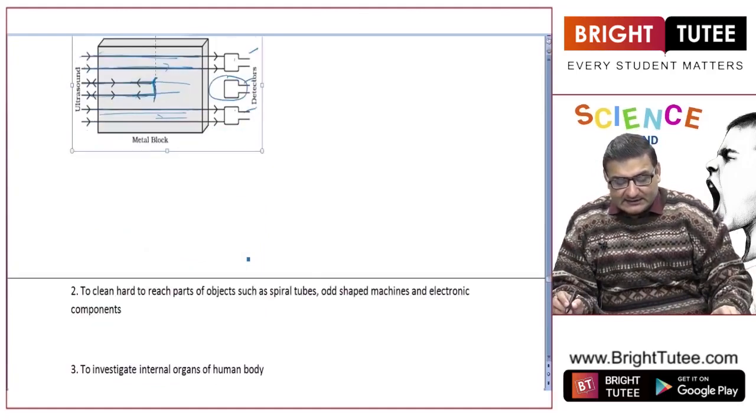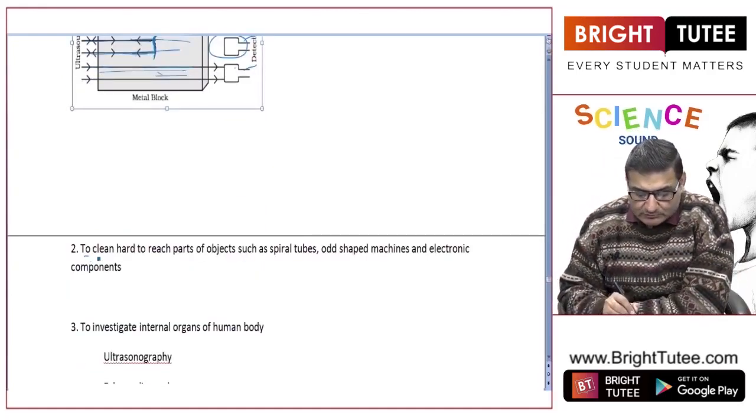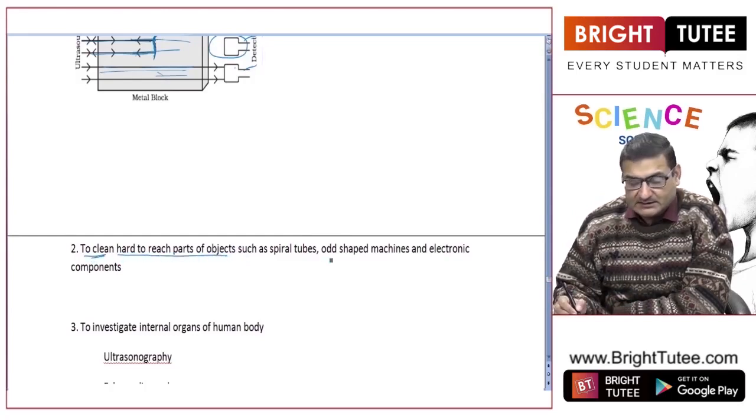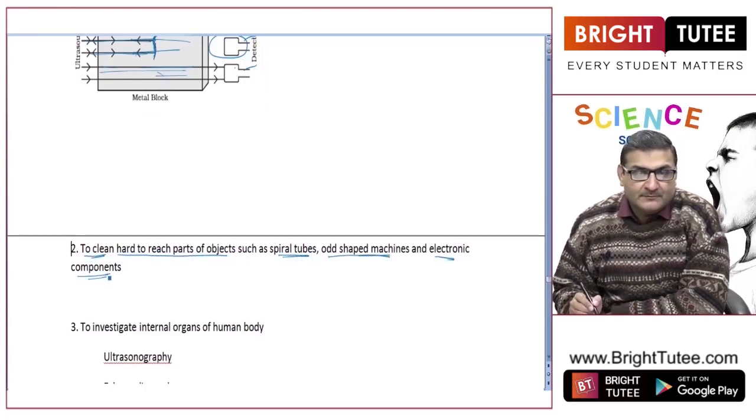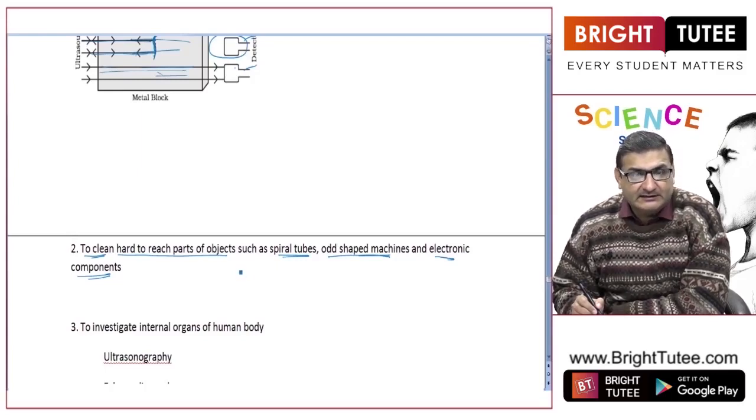Let us see the second application. Ultrasound waves are used to clean the hard to reach parts of objects, such as spiral tubes or odd shaped machines and electronic components, right? There are certain types of equipment and machinery in which there are certain parts where we don't have any kind of human reach, right?